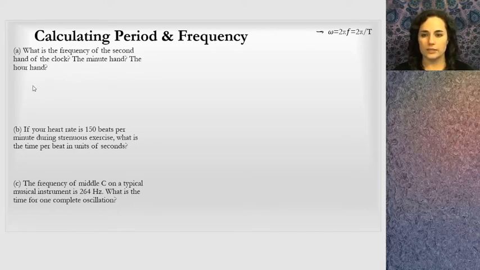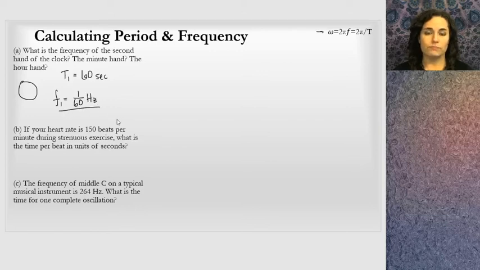So we're looking at hands of the clock. The second hand of the clock takes 60 seconds to go around. So T is 60 seconds. If I want to calculate the frequency of the second hand, I would go 1 over the period, which is 1 over 60 seconds, and just call that hertz. And that's it. That's how you find the frequency.